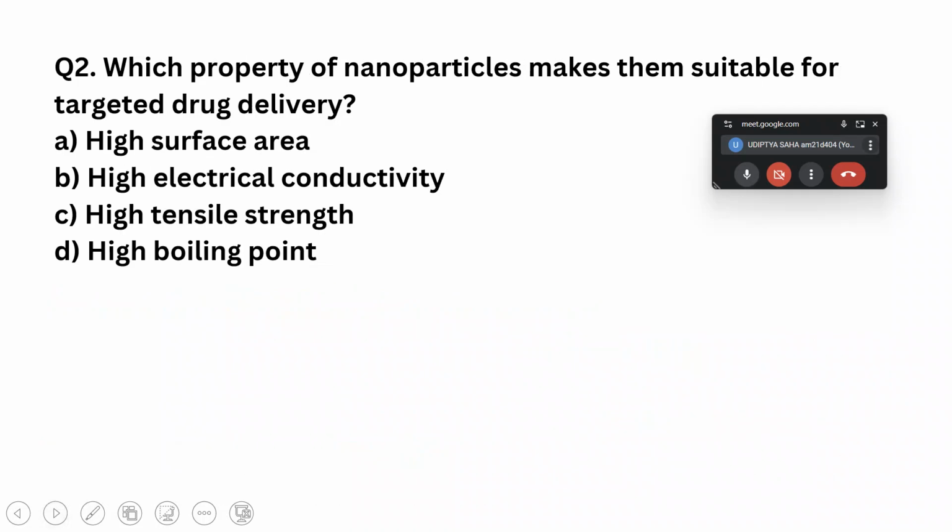Which property of nanoparticles make them suitable for targeted drug delivery?